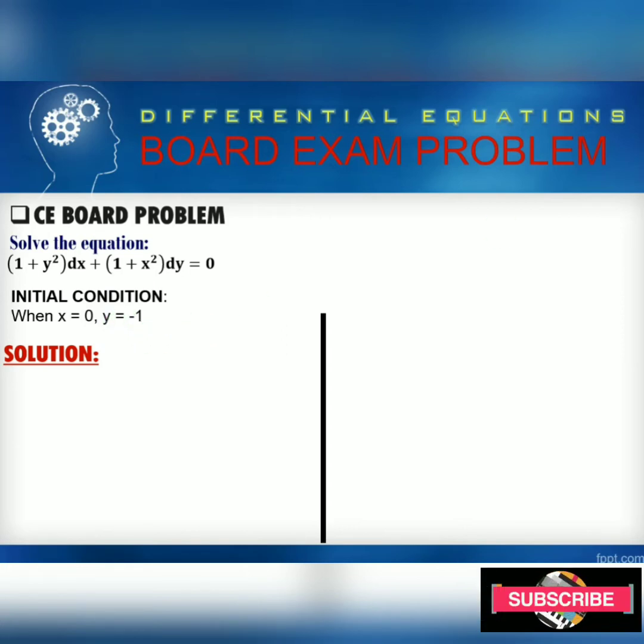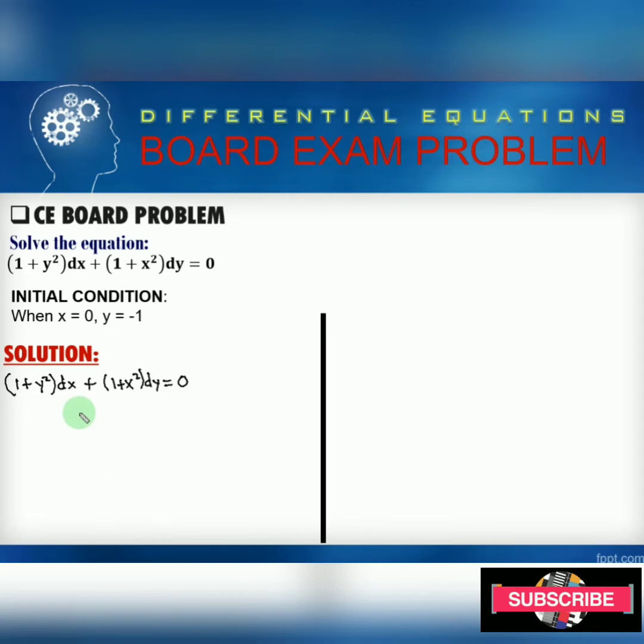Okay, so first, we need to solve this problem by getting first the derivative of y with respect to x. From the given, we have here (1 + y^2) dx plus another term (1 + x^2) dy is equal to 0.